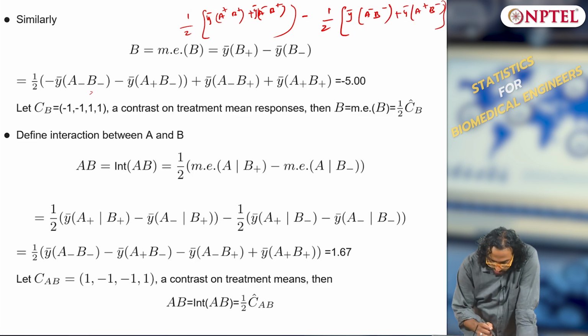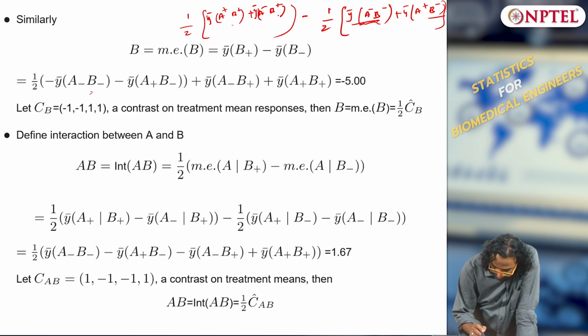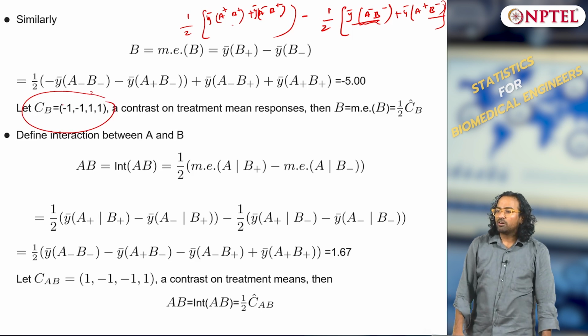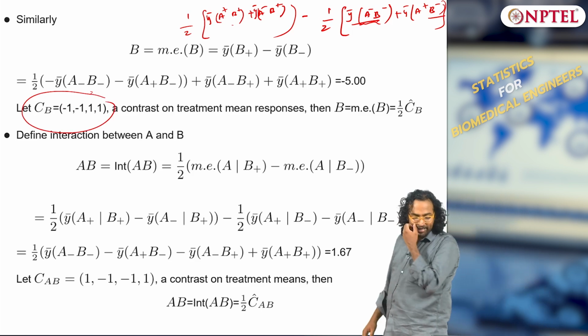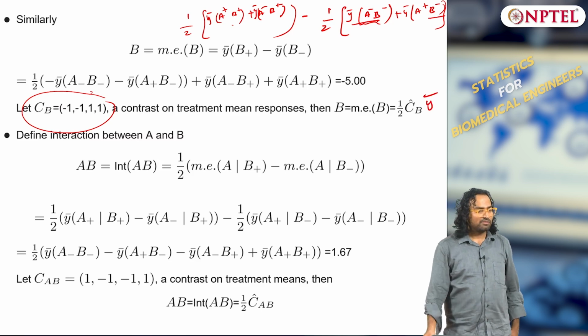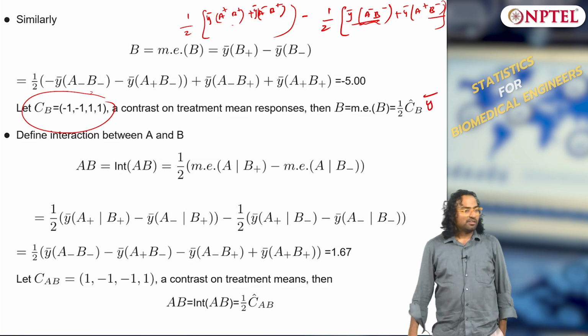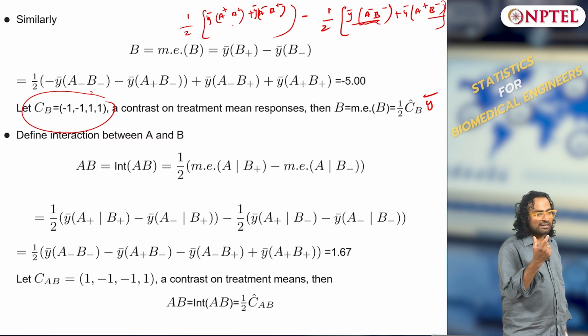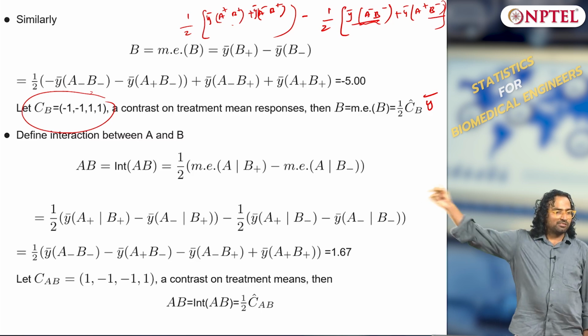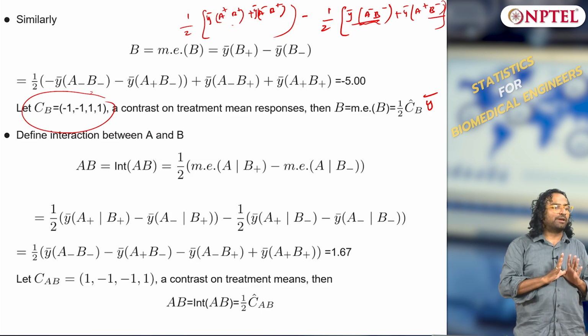So now what are the coefficient values? A minus B minus is negative, A plus B minus is also negative, and the other two are positive. So my contrast CB is minus 1, minus 1, 1, 1, and I can neatly represent the main effect as Y bar times it. These are the signs associated with the 4 terms in your computation of the main effect.